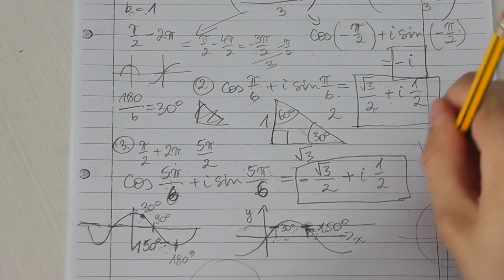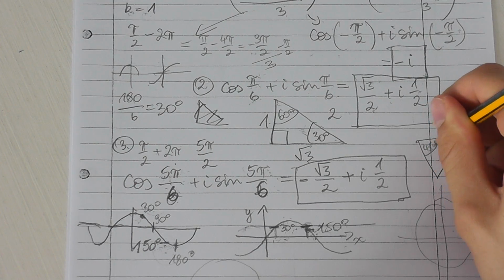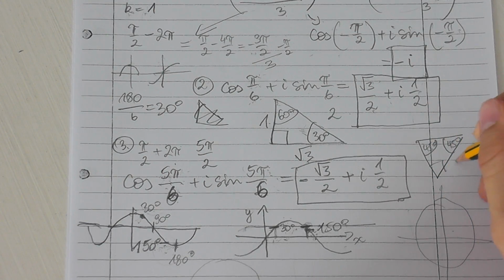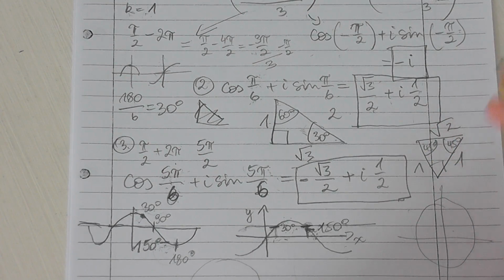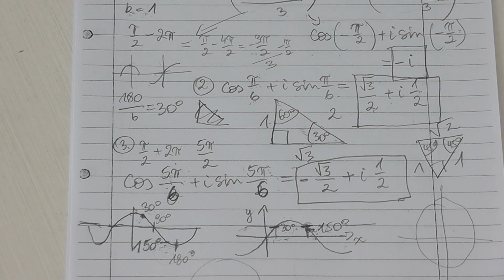The other special triangle that you have to remember is 45 degrees, 45 degrees, 90 degrees, and that's 1, 1, square root of 2. With the help of the special triangles, you can easily work out any angle anywhere you want. And these are our 3 roots.